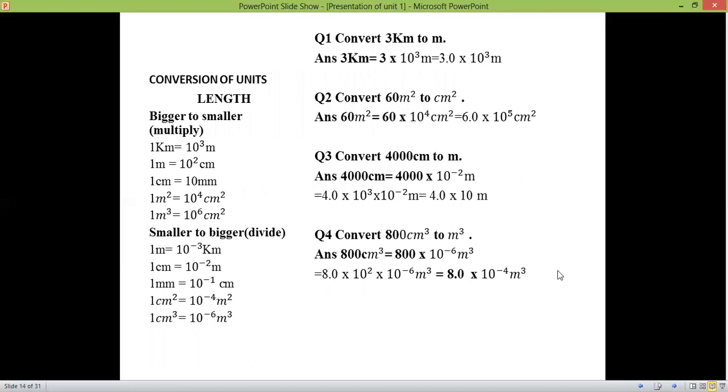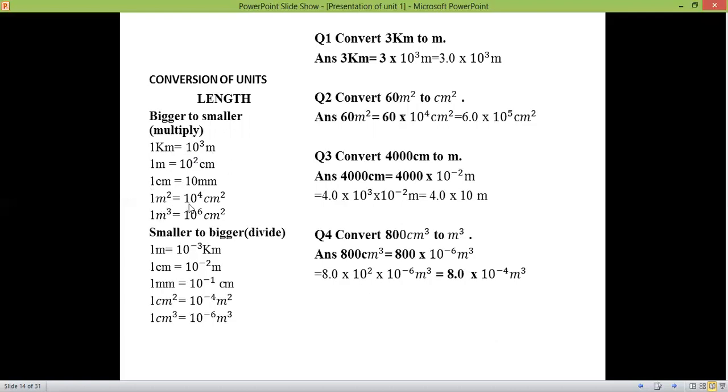Next topic is conversion of units. First, we are going to see what are the different units used for the measurement of length. The SI unit used for the measurement of length is meter. Other units are kilometer, meter, centimeter, millimeter. So we have to see what is the relationship between them. 1 kilometer is equivalent to 10 to the power 3 meter, that is 1000 meter. 1 meter is equivalent to 100 centimeter or 10 to the power 2 centimeter. 1 centimeter is equivalent to 10 millimeter.